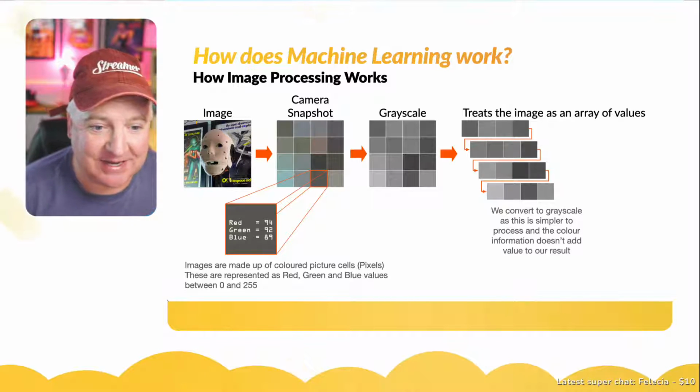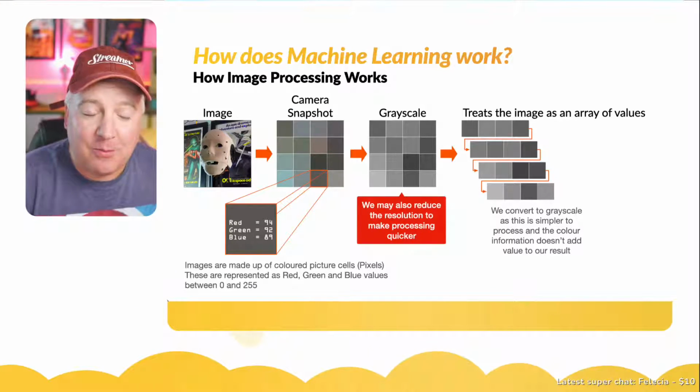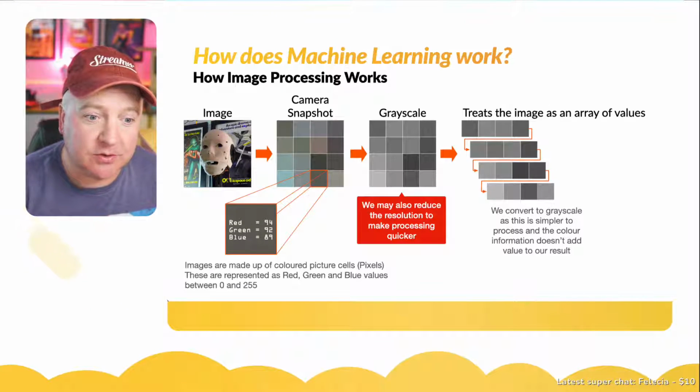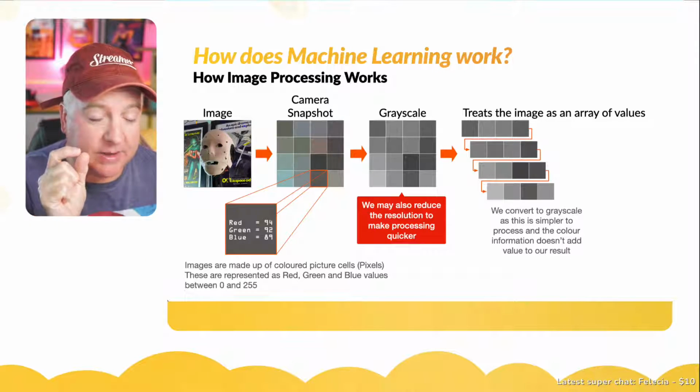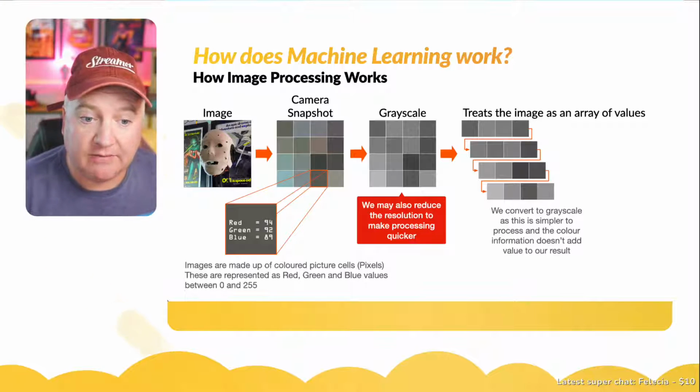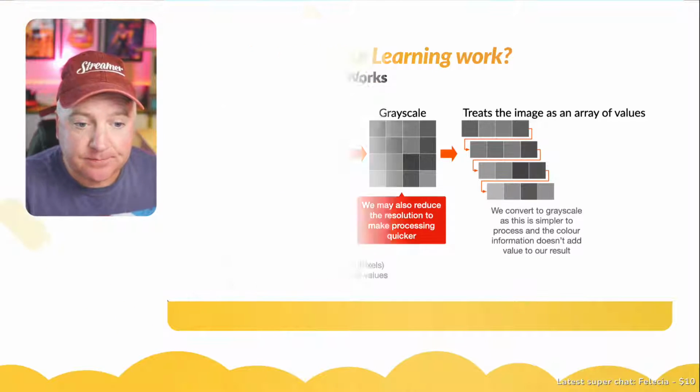to detect objects. So we might also reduce the number of pixels, the resolution, so that we again make this quicker to process. The data set that we're looking at today uses 28 by 28 pixels, so very, very small pixels from a very large picture in effect. And we'll have a look at that shortly.